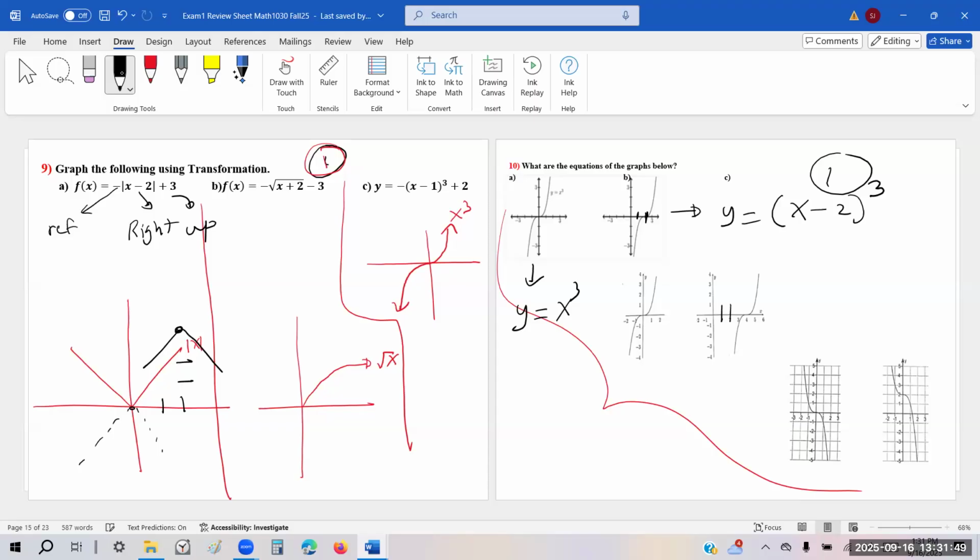How about this one? 1, 2, 3, 4. What's the transformation here? Cubic, inside or outside? How many units? Plus 4 or minus 4? Minus 4.